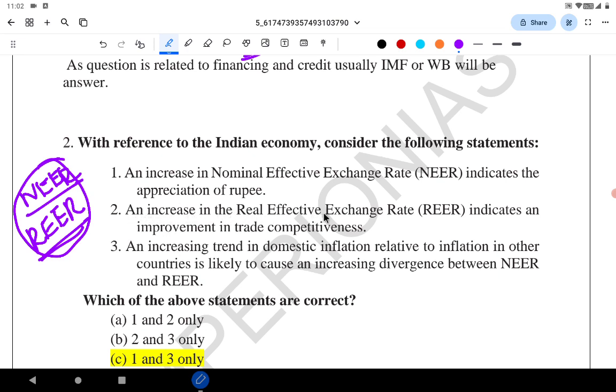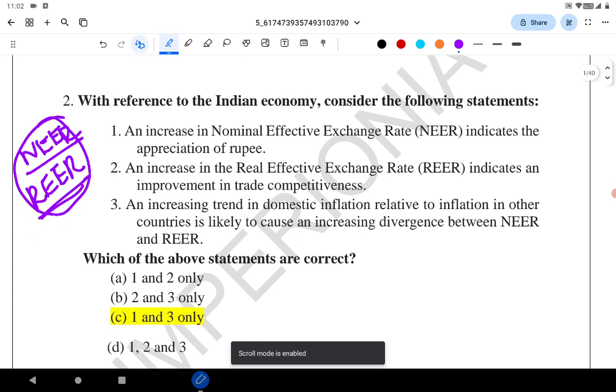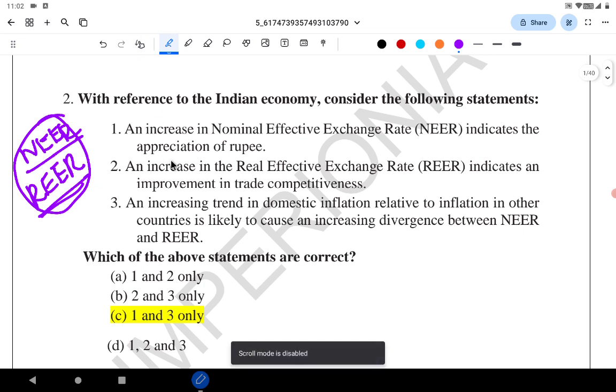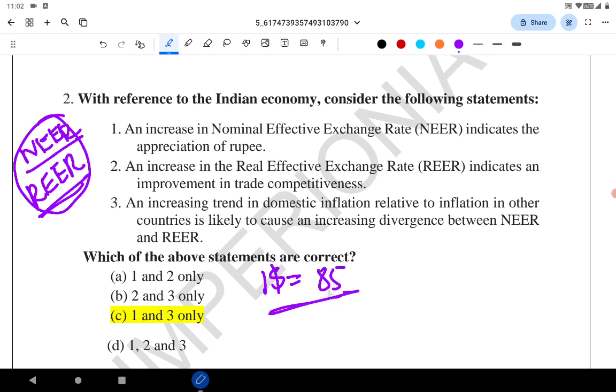An increase in the real effective exchange rate indicates an improvement in the trade competitiveness. The increasing trend in the domestic inflation relative to the inflation in the other countries is likely a cause of increasing divergence between the NEER and REER. The difference between NEER and REER is, say if $1 is 85 rupees, that is the nominal effective exchange rate. If $1 is 85 rupees plus it has an inflation component in it, then it is the real effective exchange rate.